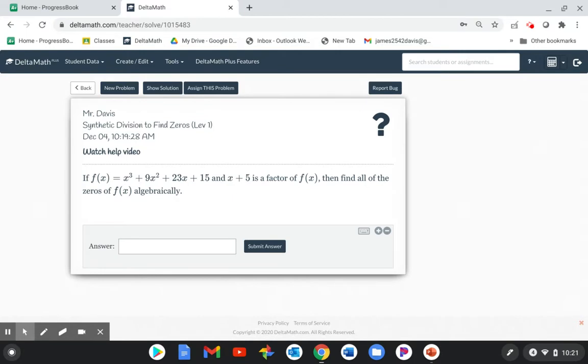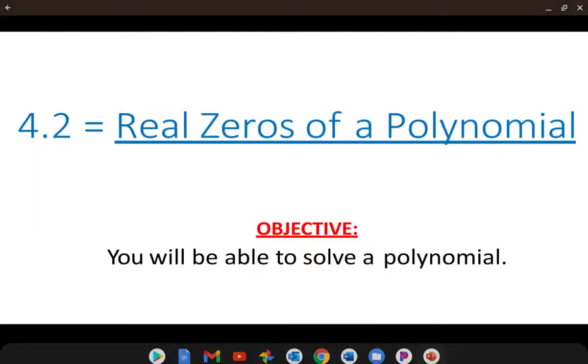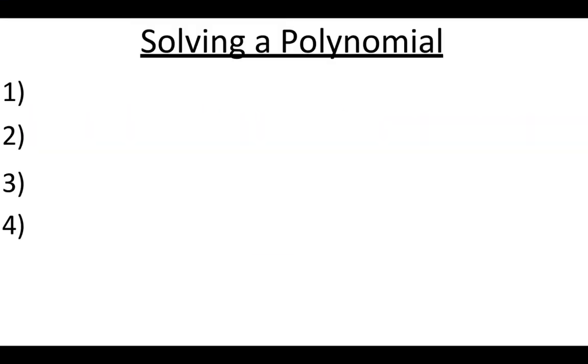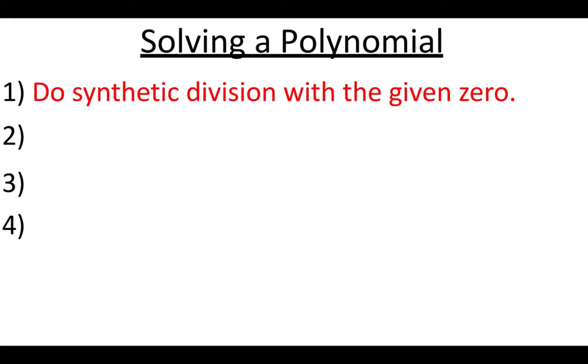So for example, in this question, we're given a function and we're told one of the factors. We're told that x plus 5 is a factor of this function. We're asked to then find all of the other zeros algebraically. So how we're going to go about doing this, we've got a few steps here. The first thing that we're going to do is do synthetic division with the zero that it gives us. So with the factor that it gives us, we change the sign of it, make it a 0, and do synthetic division.